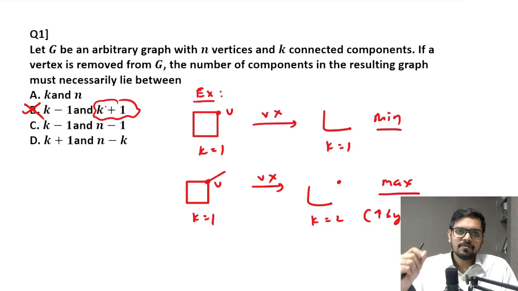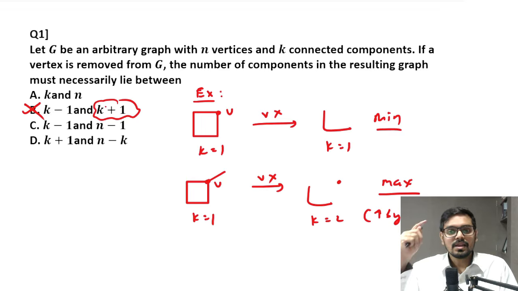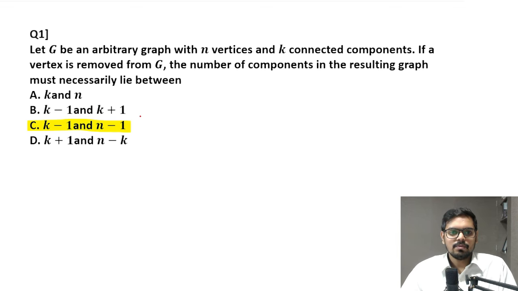But if you have watched my conceptual lecture, then you remember the maximum number of components occurs in the star graph. Yes, I have given that question. Is it necessary that k should only increase by 1 if you remove a vertex? No. For many examples, this is what it will be, but for a special case like the star graph, this won't be the maximum. The maximum would be n minus 1. Okay, let me explain by the example. Suppose I have a star graph like this.